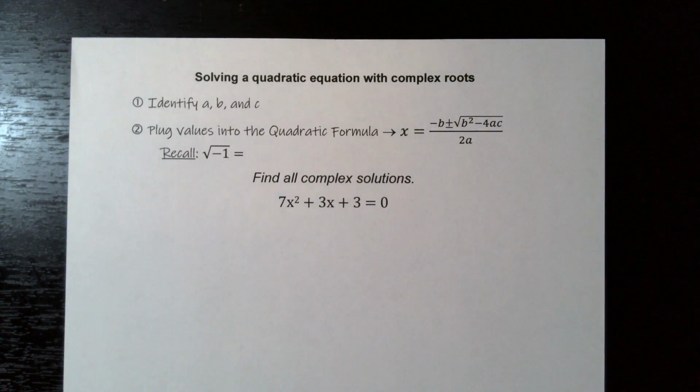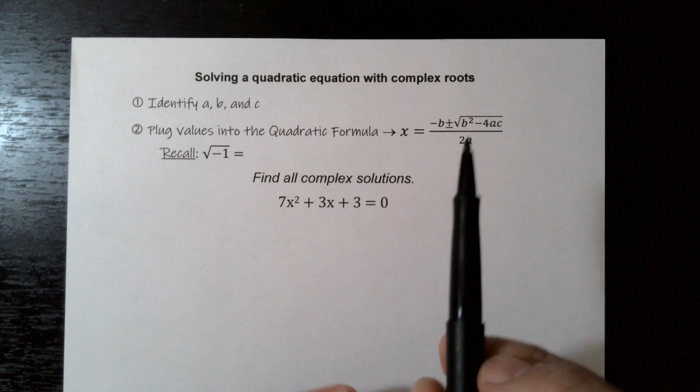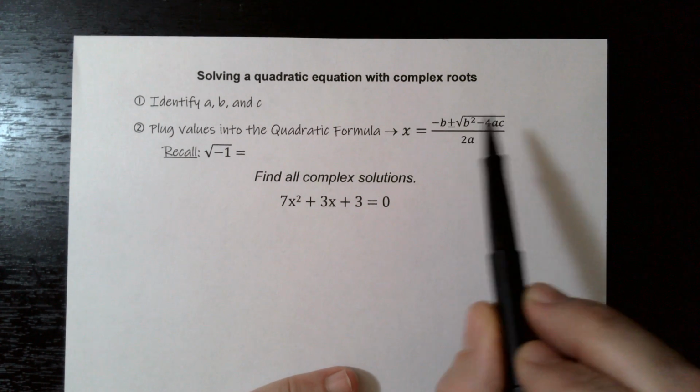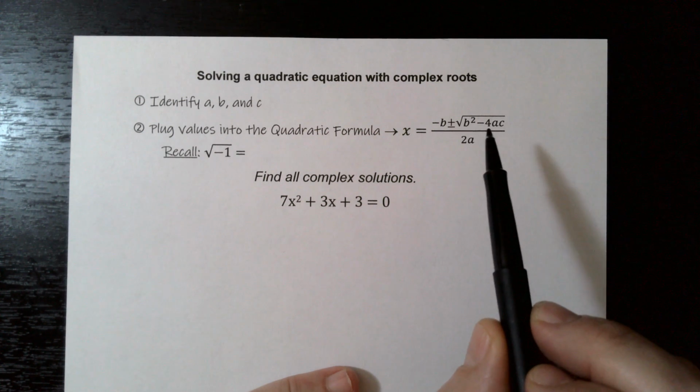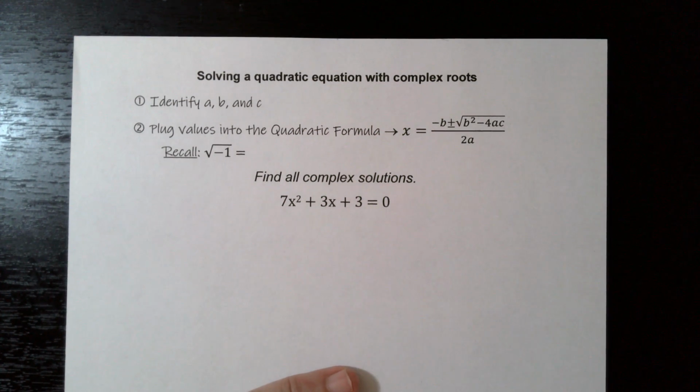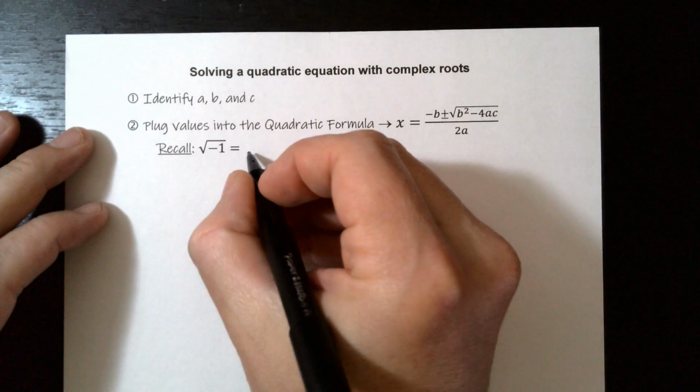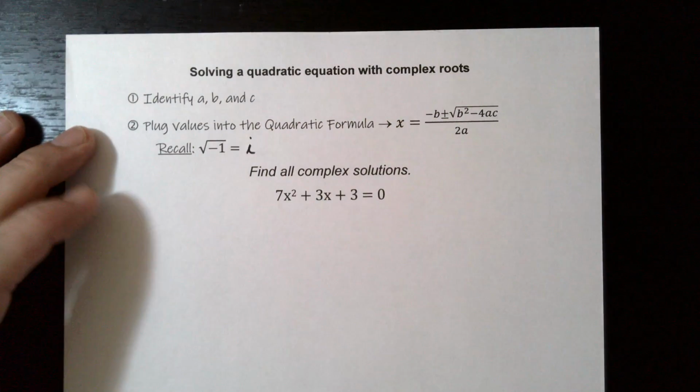In this video, we're going to be solving quadratic equations with complex roots. Okay, so first let's recall what the quadratic formula is. It's written here: x is equal to negative b plus or minus the square root of b squared minus 4ac all over 2a. Also recall that the square root of negative 1 is the imaginary number i.